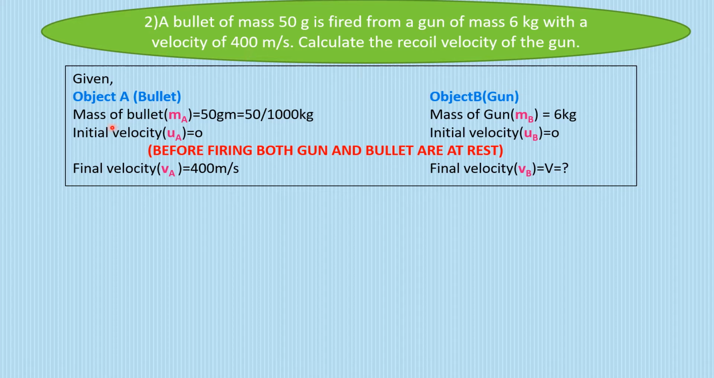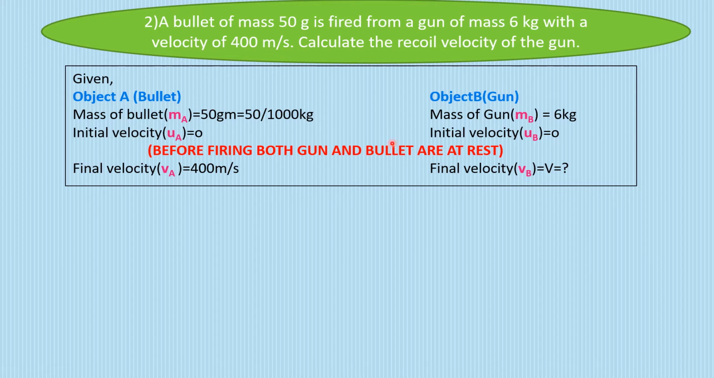So whose velocity will this be? The bullet's. So the bullet's final velocity is 400. Whereas they have asked us to calculate the recoil velocity of the gun. So we have to find out the gun's velocity. Let it be V. So is the information clear?